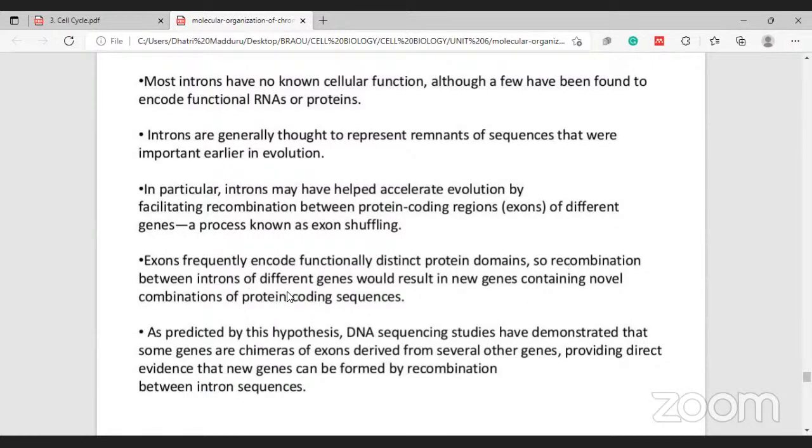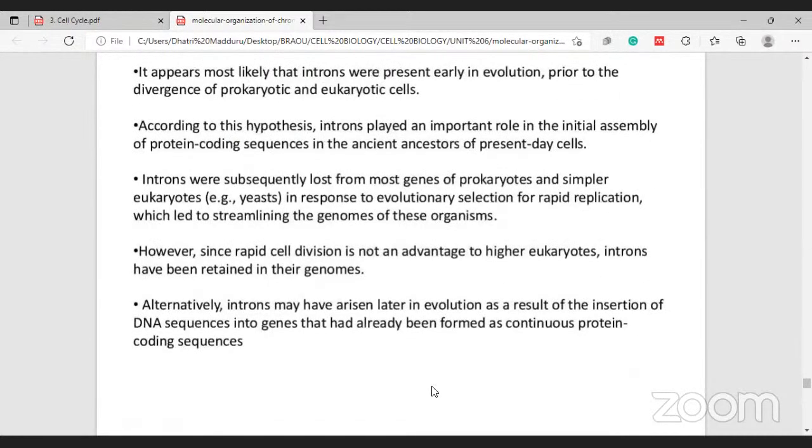Sometimes the recombination between introns of different genes results in new genes, okay, they can form novel combinations of protein coding genes. This type of hypothesis and research is still going on. We cannot conclude from this. According to this hypothesis, introns played an important role in the initial protein coding genes of the ancient ancestors, but now they don't have any role. Okay. So that is the hypothesis.